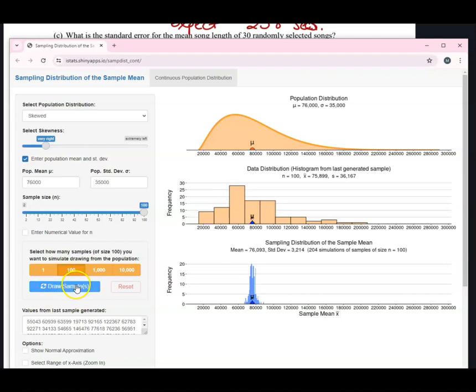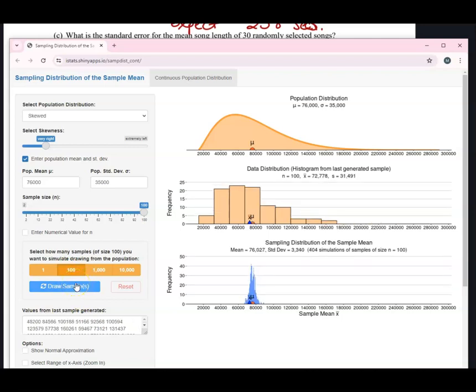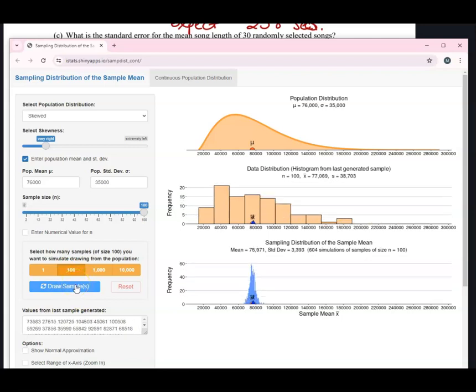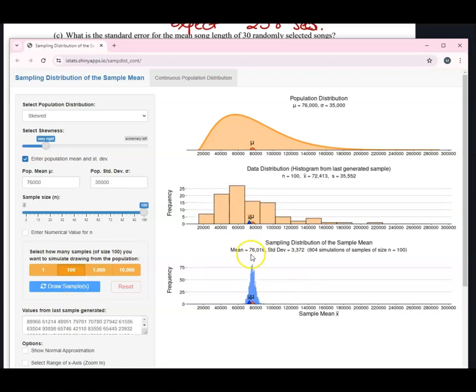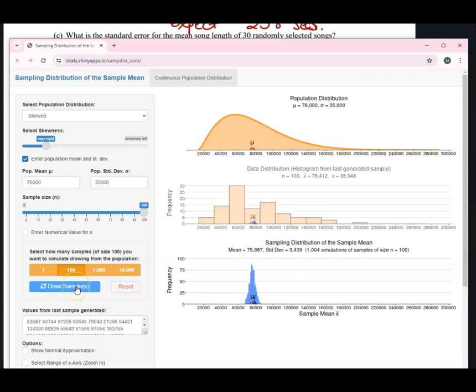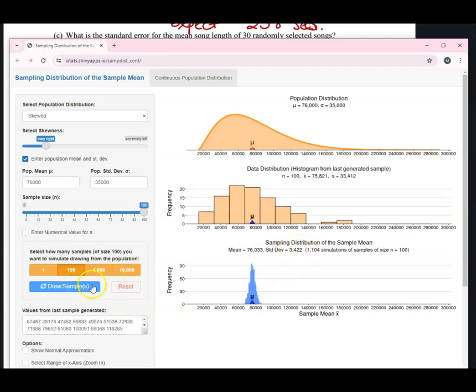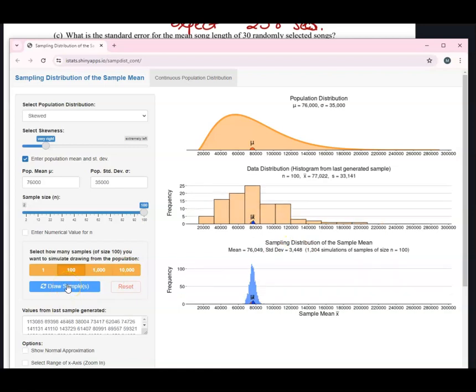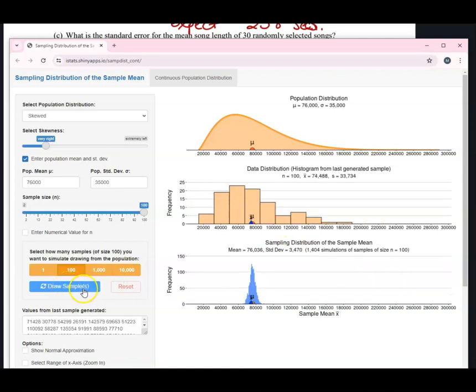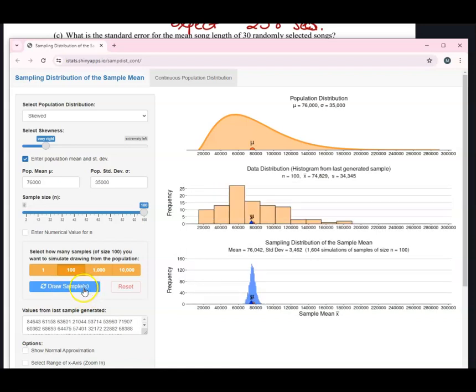And take a look so you can see what we have here. I'm going to just keep on pulling samples of 100 at a time. And you'll notice that my mean is around 76,000. My standard deviation is 3,372. Remember we said it should be around 3,500. There's 3,422. It's dancing around a little bit, but it's fairly close to that 3,500 that we would have expected for our standard error. And we'll do some more practice with this in class tomorrow.